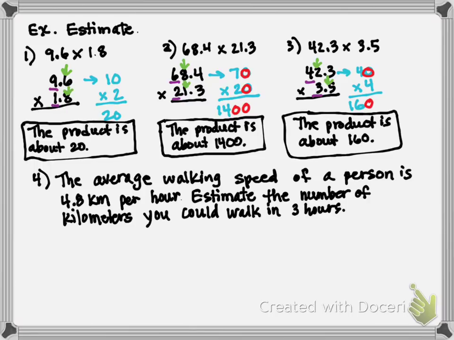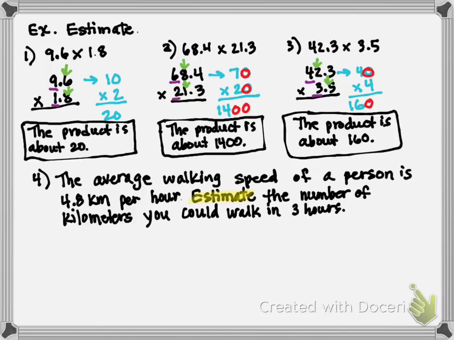So the average walking speed of a person is 4.8 kilometers per hour. Estimate the number of kilometers you could walk in 3 hours. So what I see is the word estimate. So that's going to tell us we're not going to use 4.8 and 3 exactly, but we will use 3 because we can't round 3 to anything else. And we're going to use those numbers to help us come up with a rounded answer.